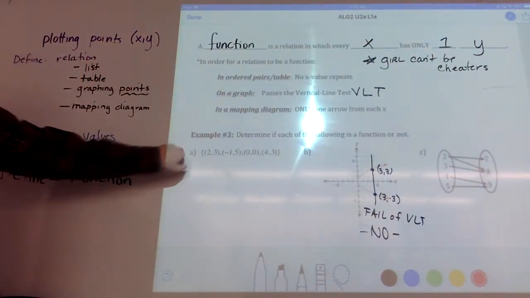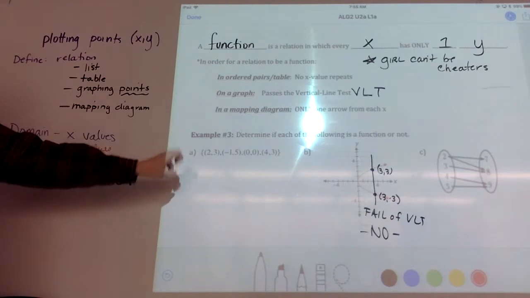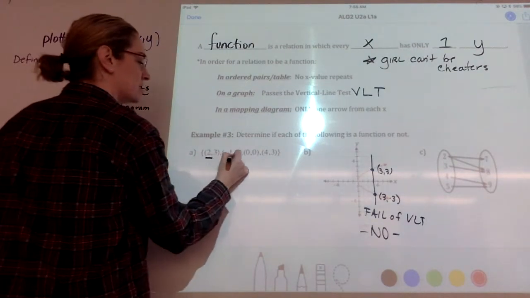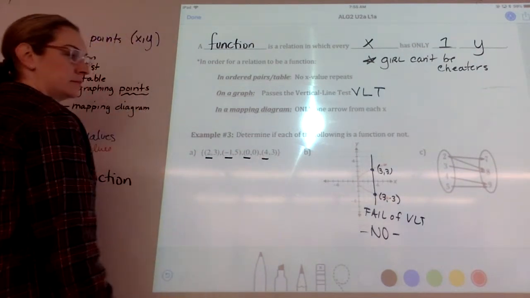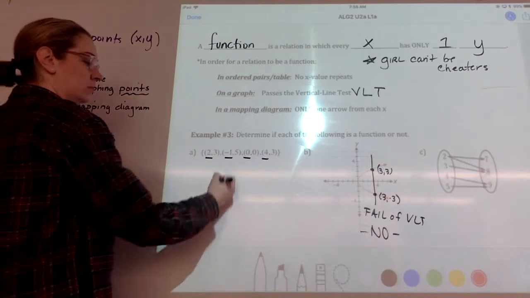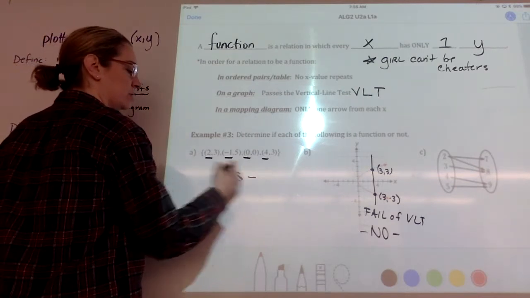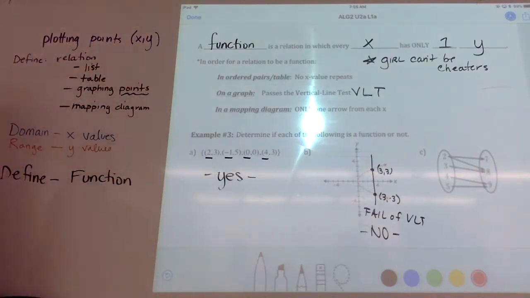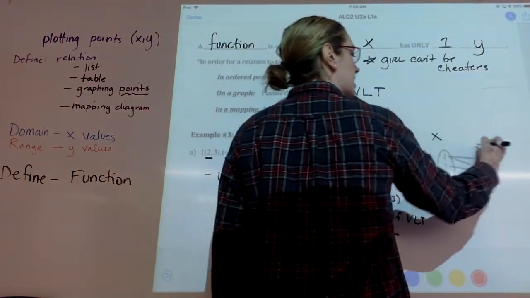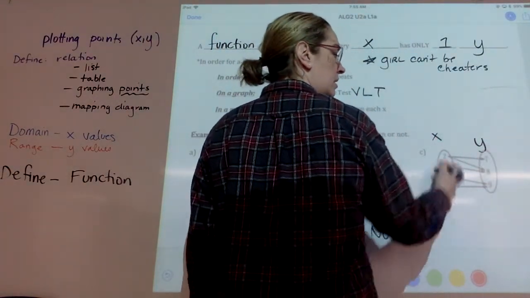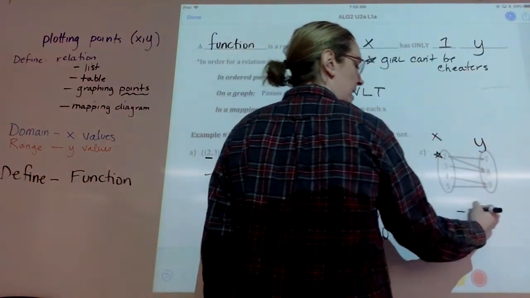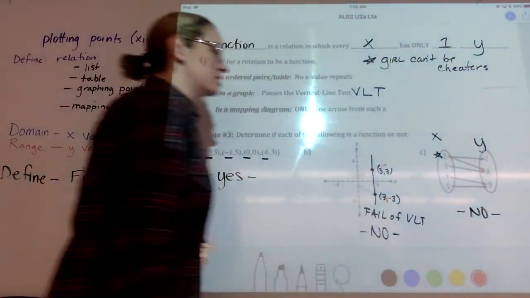If I look here, this is just a list of couples or ordered pairs. Do I have any girl cheaters? No. So this is yes, it's a functional relationship. Yes, it's a function. No, it's not a function. Who's my cheater in part C? This is like X. This is like Y. Who's my cheater? This one. So this would be a no. This is not a functional relationship.